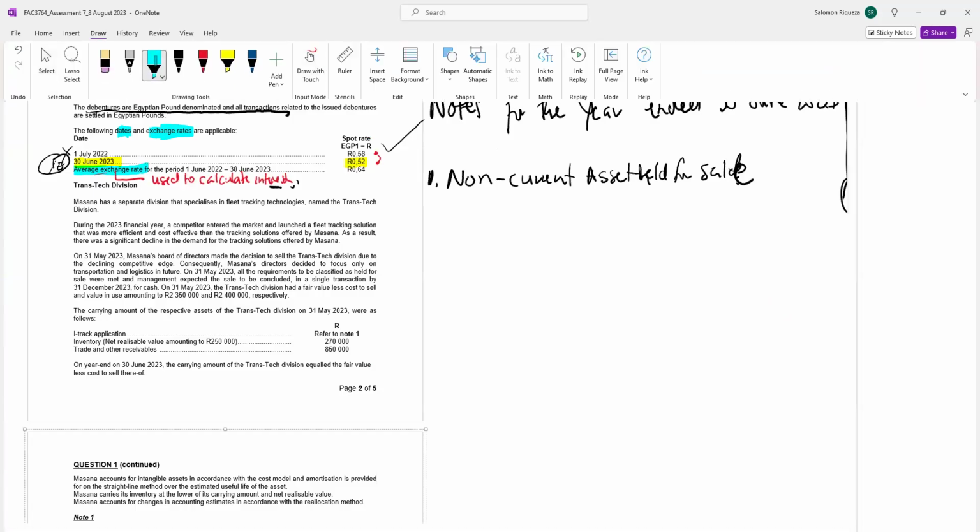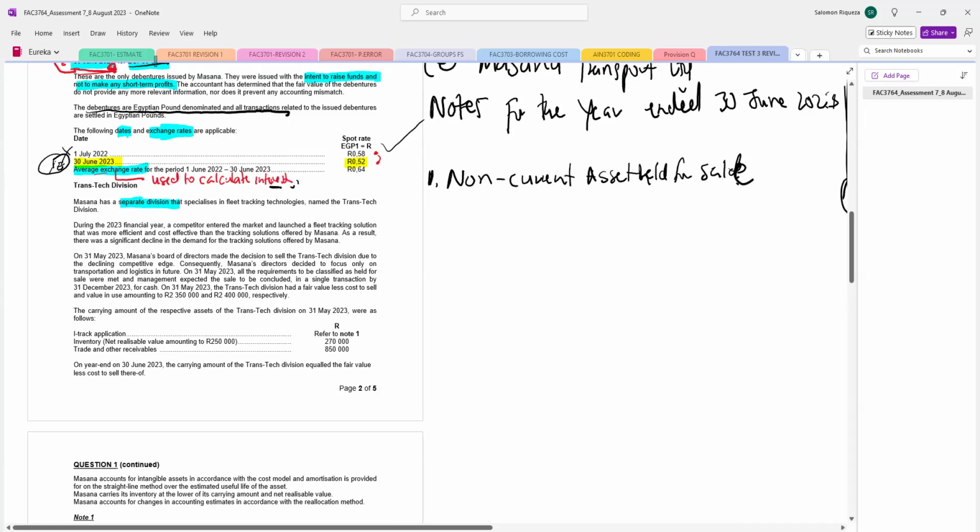Right, so it says, Masana has a separate division that specializes in fleet tracking technology, named the Trans Tech Division. During the 2023 financial year, a competitor entered the market and launched a fleet tracking solution that was more efficient and cost-effective than the tracking solutions offered by Masana. As a result, there was a significant decline in the demand for tracking solutions offered by Masana.